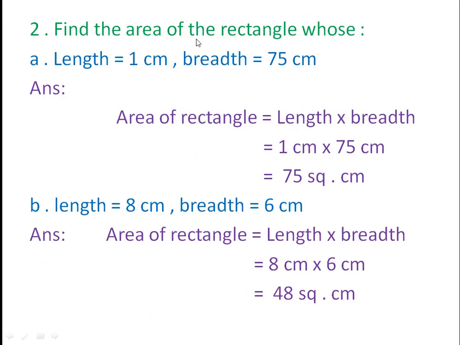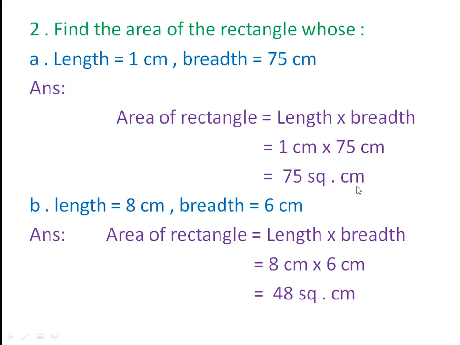Second section. Find the area of the rectangle whose... See here, directly the question: area of the rectangle. A problem: length is equal to 1 centimeter, breadth is equal to 75 centimeters. First write down the area of the rectangle formula, length into breadth. Write down the length value, 1 centimeter, and the breadth value, 75 centimeters, and multiply both values: 75 square centimeters.